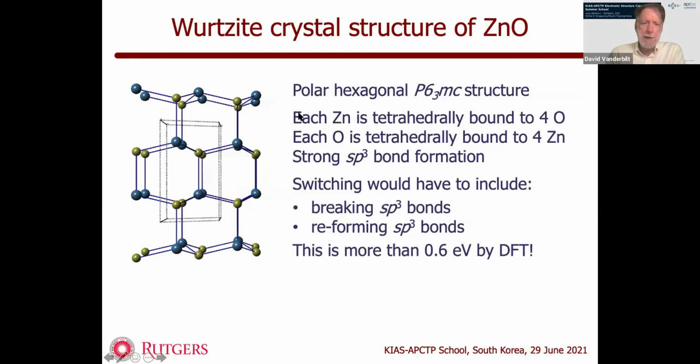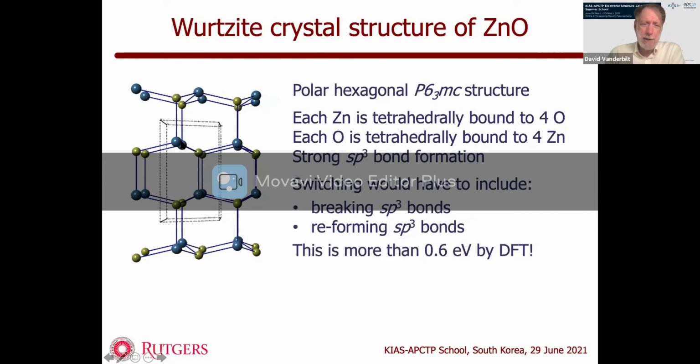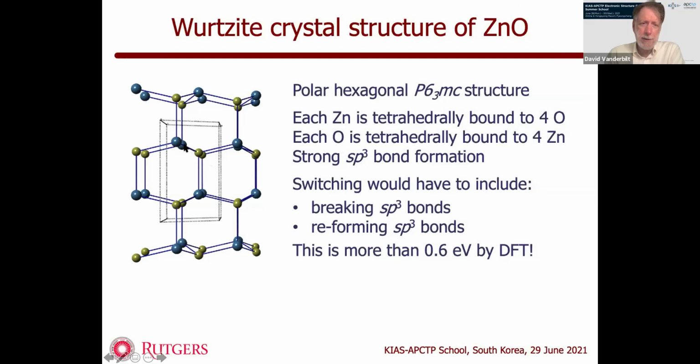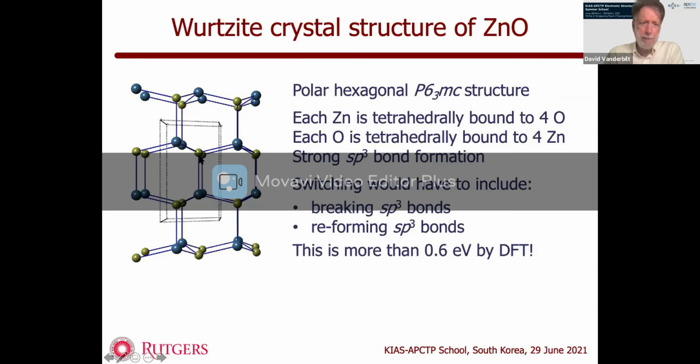There's a class of materials that have this wurtzite structure. Zinc oxide is an example of the wurtzite structure, which is pretty much a tetrahedrally bonded structure in which the zinc atoms and the oxygen atoms are essentially fourfold coordinated. And this is a polar material because on every vertical bond, you have, let's say, an oxygen on the top and a zinc on the bottom.